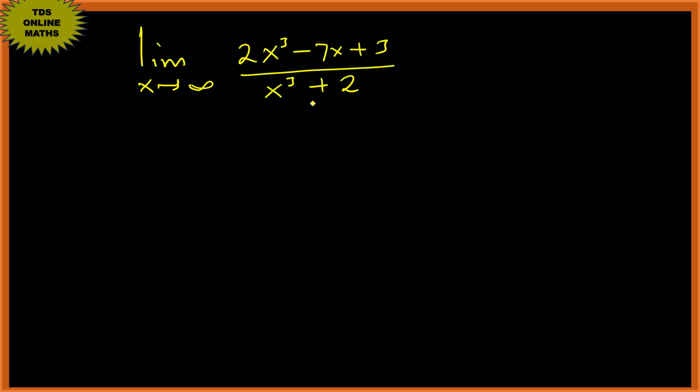All right, let's consider this limit to infinity. Let's evaluate this. To evaluate the limit of a given function as x approaches infinity, we divide each term in the function by x with the highest power. We have x to the power 3 as the highest power here, so I'll divide each term by that.